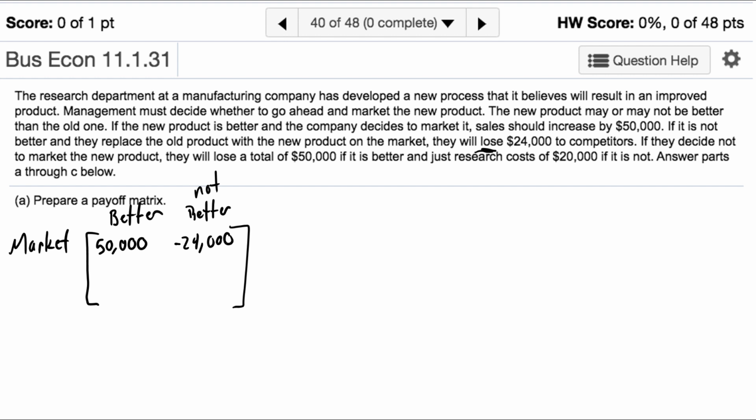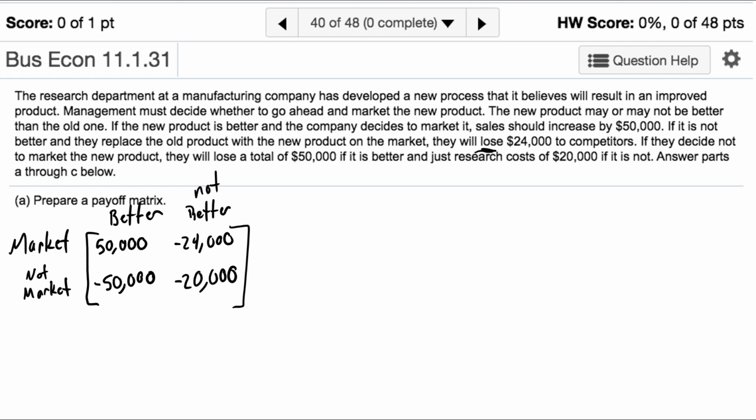All right, if they decide not to market the new product, they will lose $50,000 if it's better. So our second row is going to be not market. If they decide not to market the new product, they'll lose $50,000 if it's better. So that's negative $50,000 if it's better. And they'll lose just the research costs of $20,000 if it's not. So that's negative $20,000. So that's our matrix: 50,000, negative 24,000, negative 50,000, negative 20,000. All right, if they decide to market the new, oh yeah, we already did that part. All right, so answer parts A through C below. Okay, so A was prepare a payoff matrix, which we just did.